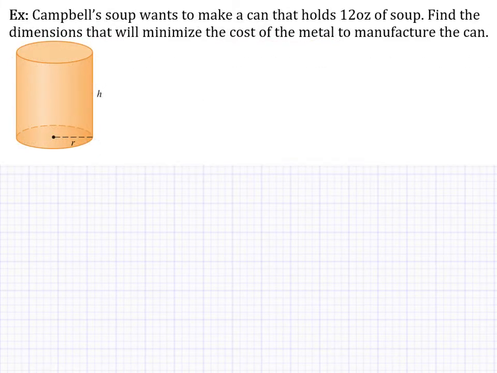So here's another typical optimization problem. Campbell's Soup wants to make a can that holds 12 ounces of soup. Find the dimensions that will minimize the cost of the metal to manufacture the can.